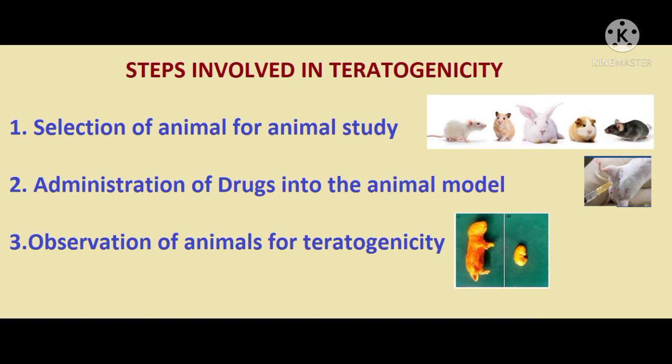There are three main steps carried out in teratogenicity studies. The first one is selection of animals for the animal study, then administration of the drug into the animal model. The final step is observation of the animal for teratogenicity. Let's discuss all three steps one by one.